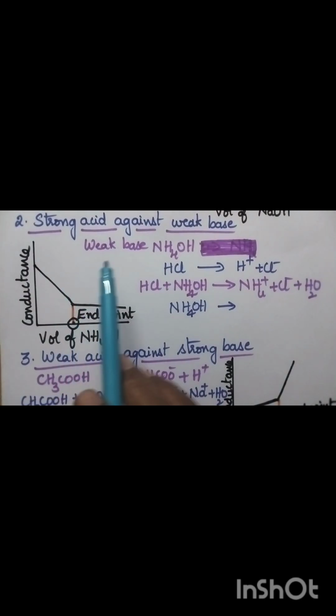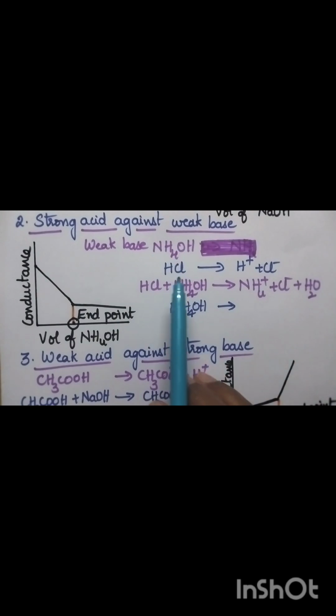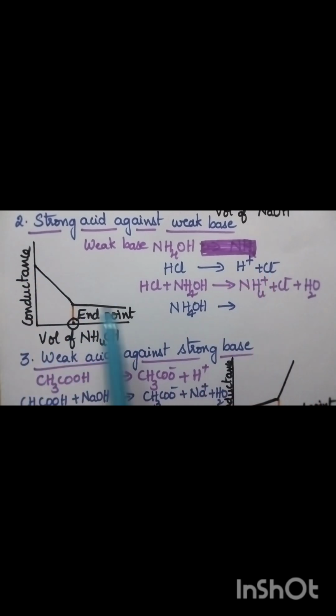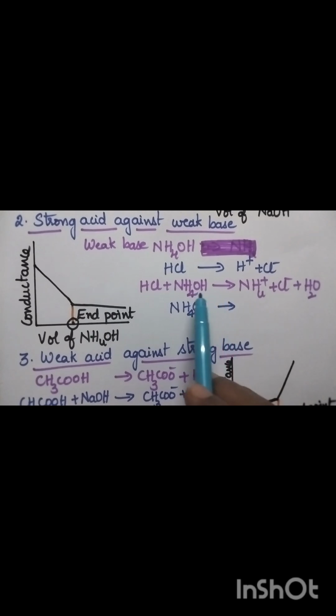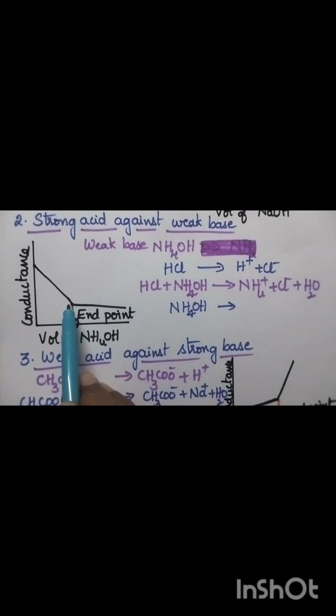Moving to strong acid against weak base. Here the weak base is NH4OH. So initially the conductance of HCl is measured. It is a strong electrolyte and hence it dissociates completely, so its conductance is very high. Each time when we add 1 ml of NH4OH to HCl, what happens? NH4+ ions replace H+ ions, whereas H+ ions are fast moving ions, hence the conductance slowly decreases. This happens until the end point is reached.